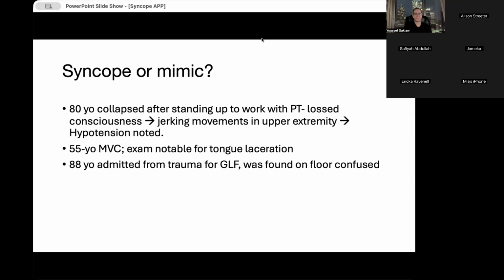Feel free to unmute or put it in the chat. Yeah, awesome. So we see a vote for orthostatic, and the big clue here is that the blood pressure was low afterwards. And what we just learned is that you can have jerking movements even with syncope. So this was an orthostatic syncope case. And then anybody want to guess the second one?